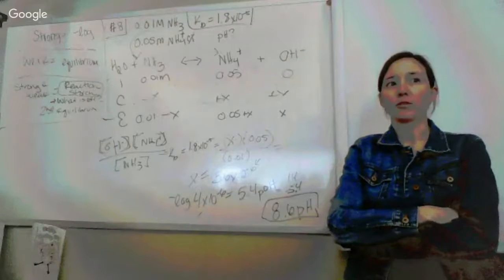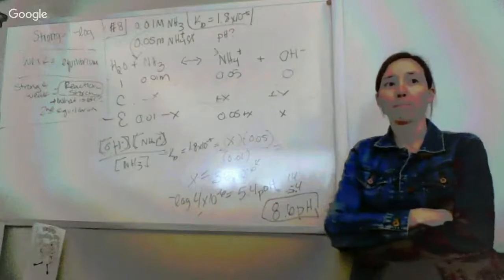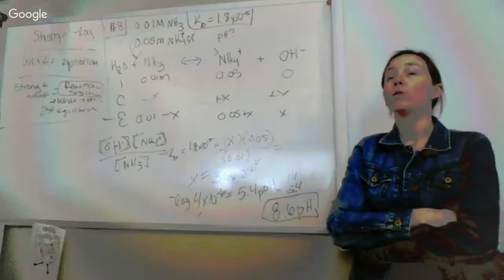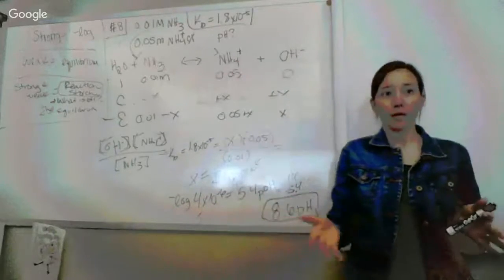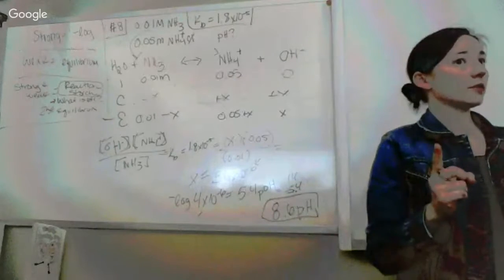Okay, other questions about buffers? Okay, like what is the buffer here? Is it just NH3, or can you not specifically define? Right, it's both the NH3 and the NH4 together that make it the buffer, because you have to have the common ion, so you have to be looking at 2 compounds.